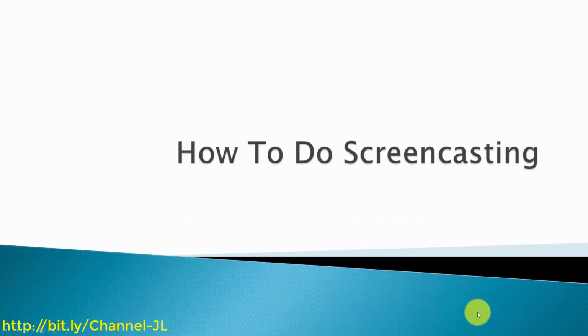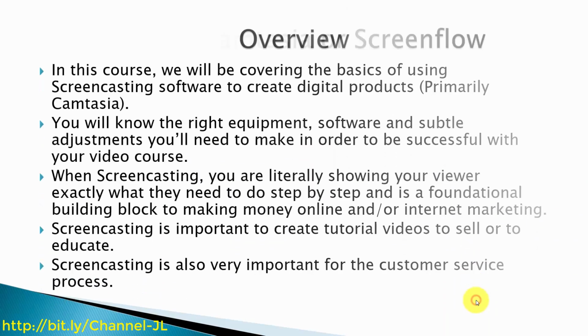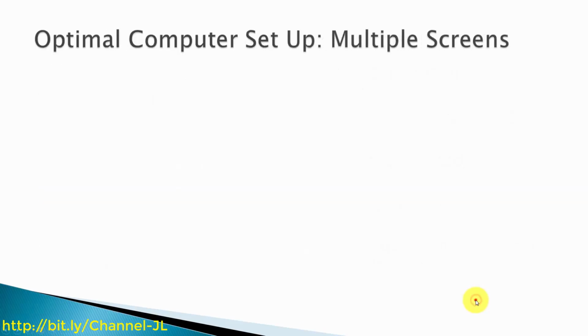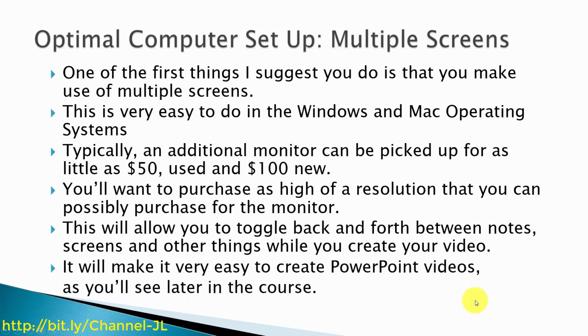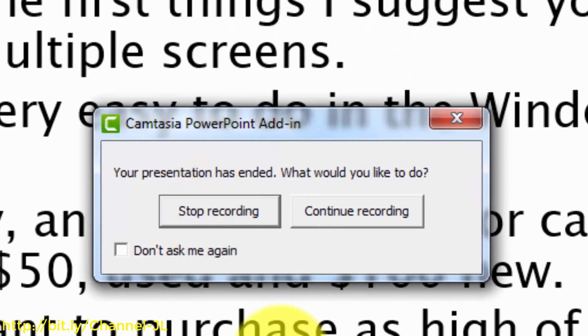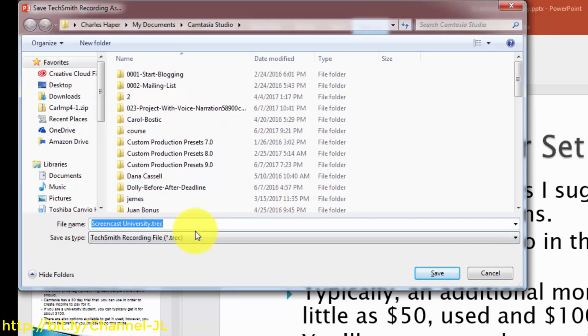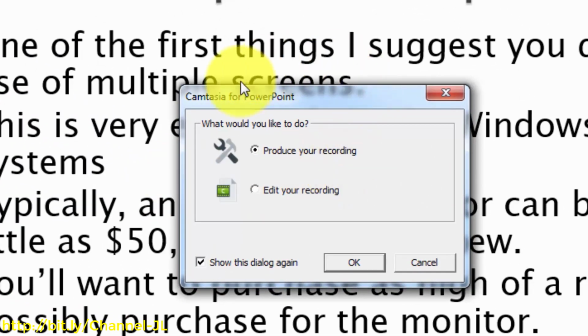So now we are recording. So we're going to scroll through these pieces. And then we're going to stop the process. Camtasia is going to request that we save this video. And then we'll get the choice of either producing our recording or editing our recording, and we are going to choose to edit.